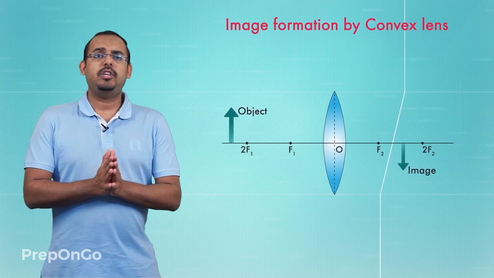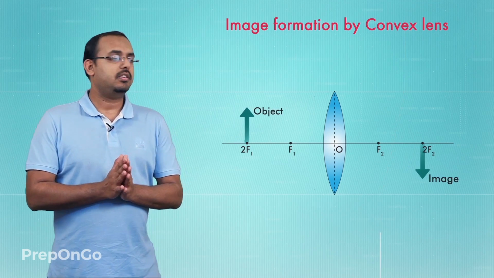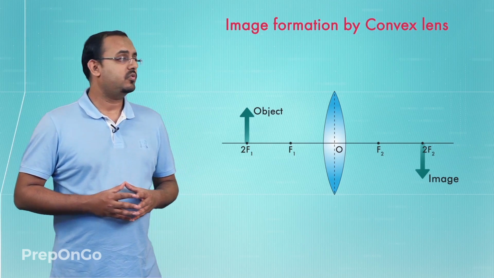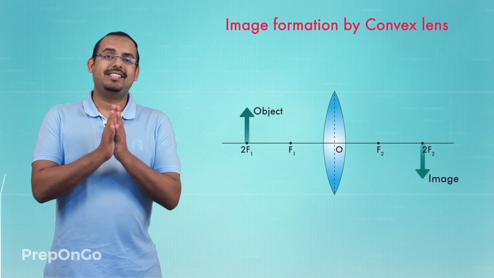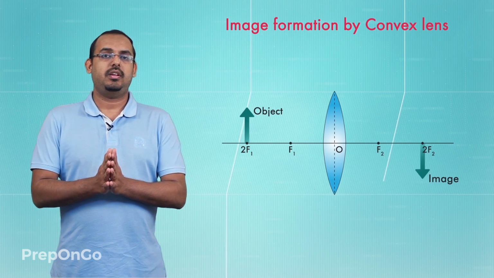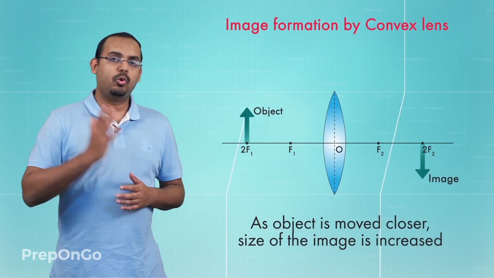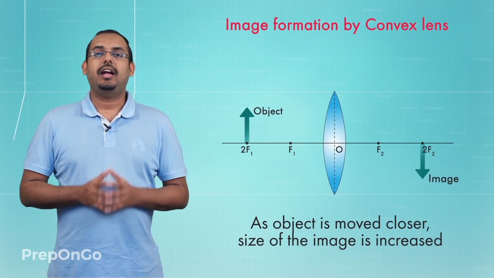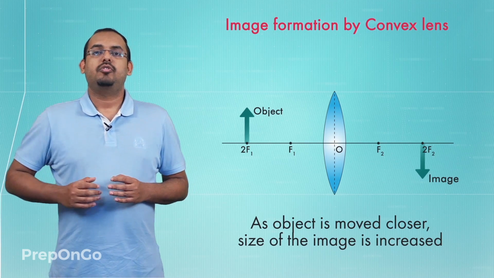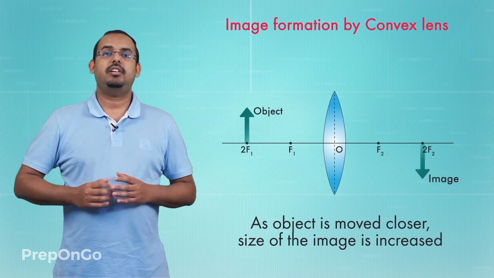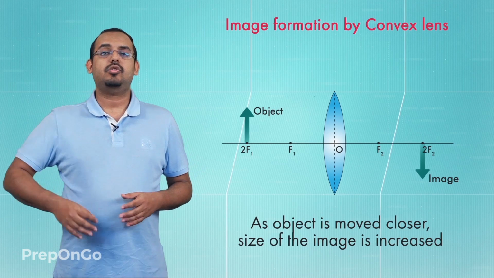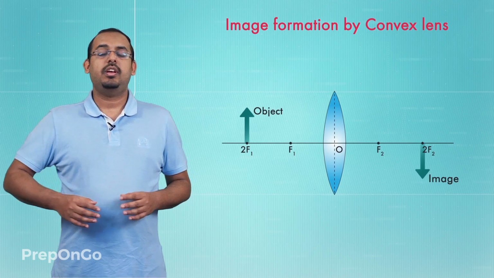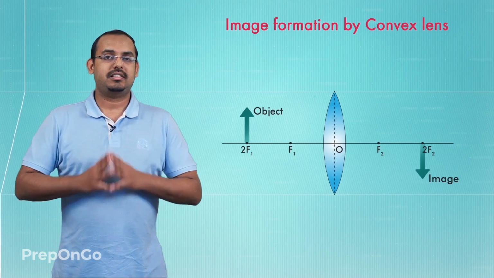Right? As we move the object even closer to the convex lens and we place the object at 2F1, we could see that the image was of the exact same size as the object. So as we move the object closer to the convex lens, the size of the image that is formed keeps on increasing. This is another pattern which in general is true with image formation cases of convex lens. For all the further cases that we'll study, you'll observe that this pattern still stands true.